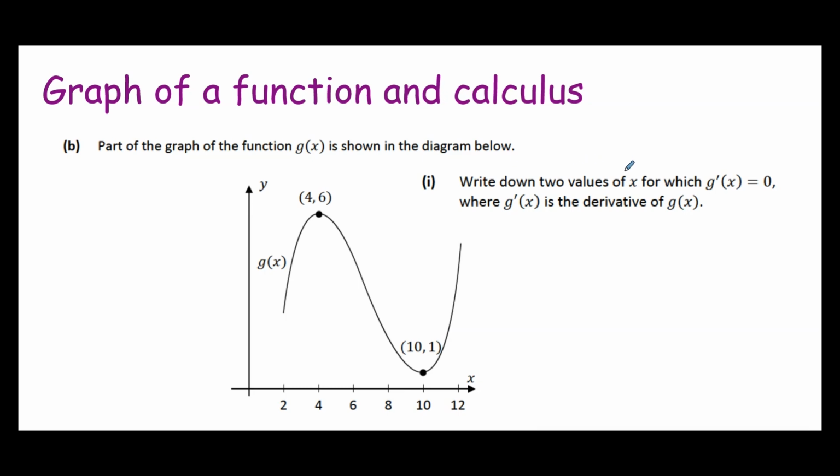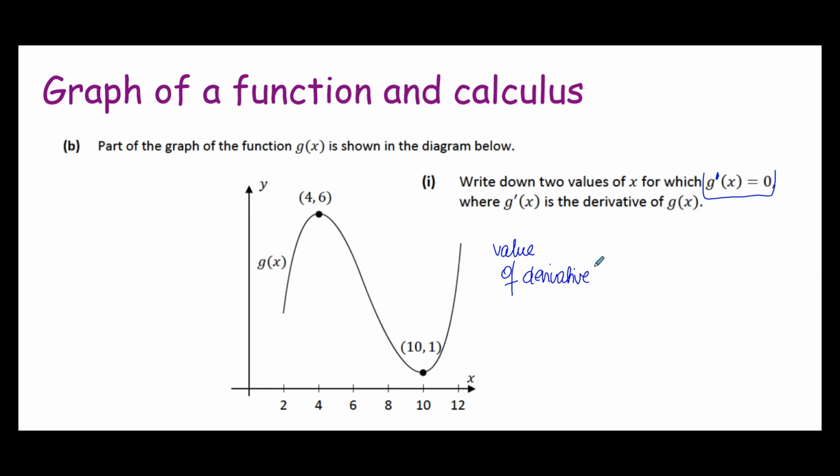Write down two values of x for which the derivative of g at x is equal to 0. That's what that description means. When you have that dash here, let's use ordinary words, that means a derivative. So they are saying when the value of the derivative is 0.